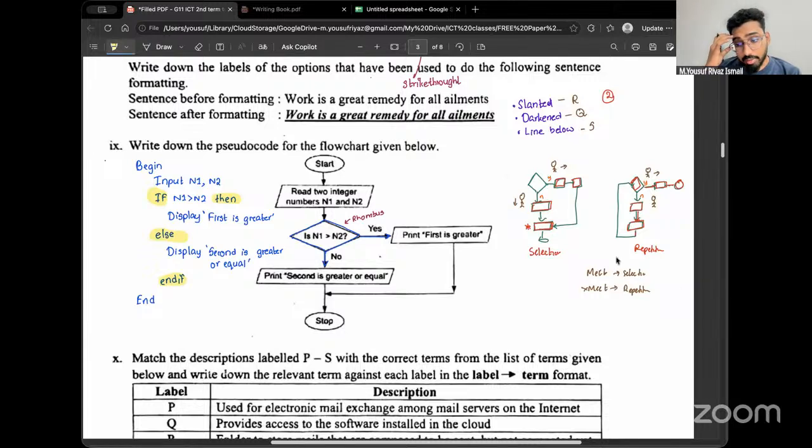We can't directly write first is greater. What do you mean by directly write first is greater? Without the word called display? You can't.